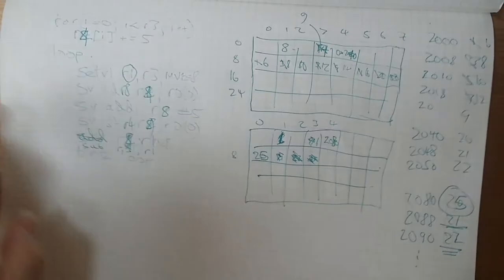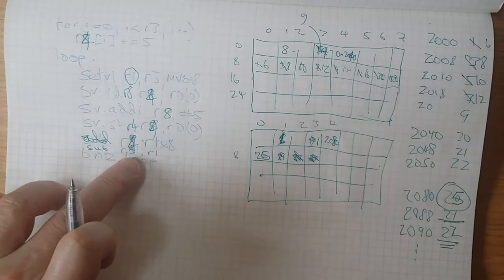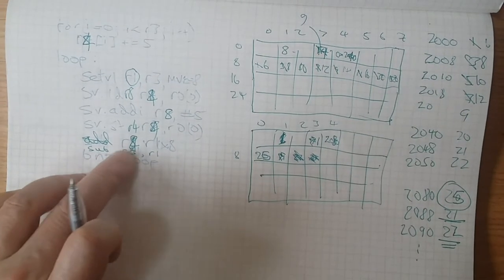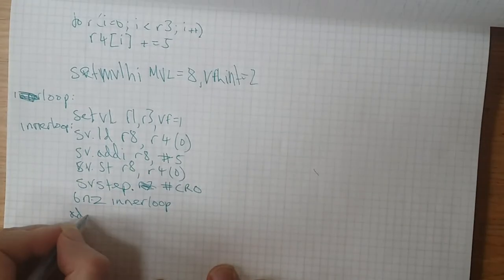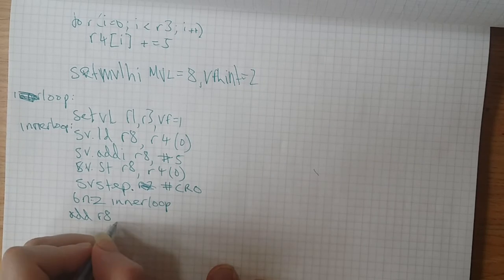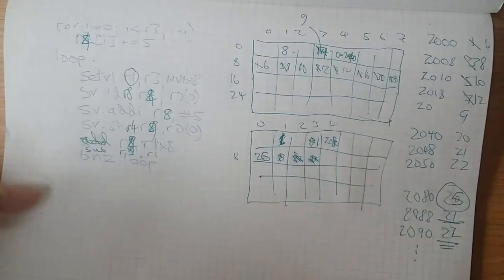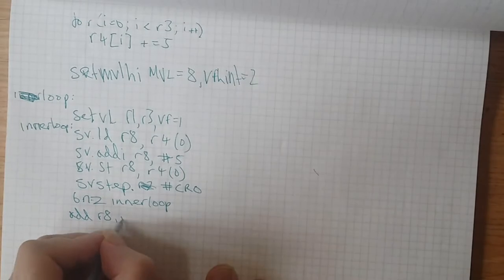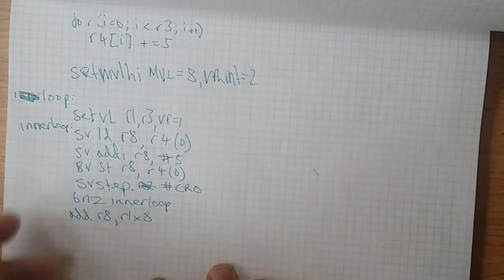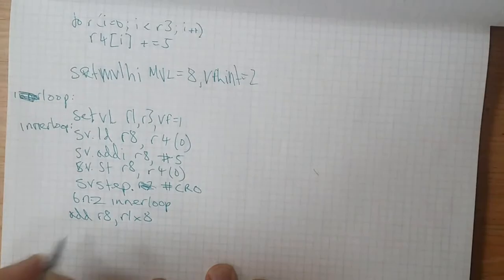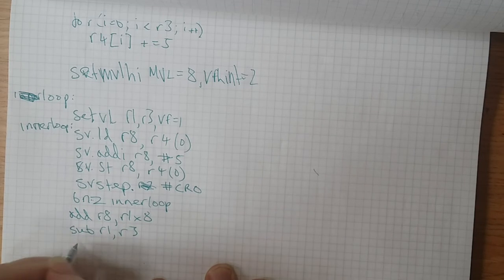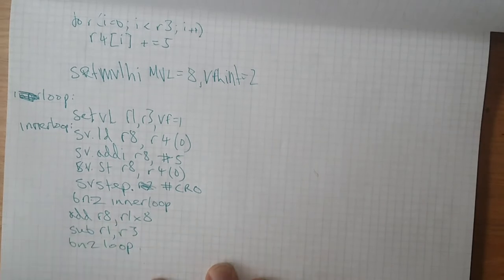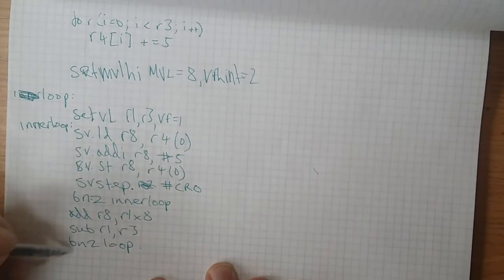Actually, I will do it. It's basically the same as here. Add R8, comma, R1 times 8. That instruction doesn't exist in the other one, remember. Sub R1, comma R3, BNZ loop. Okay, so whilst this one goes around here, this one is going to here.